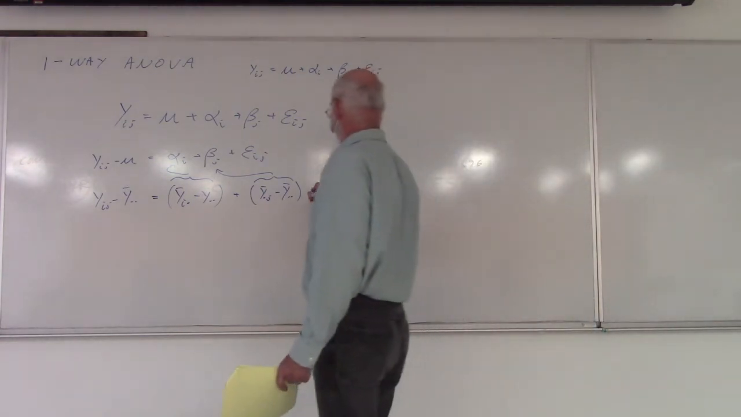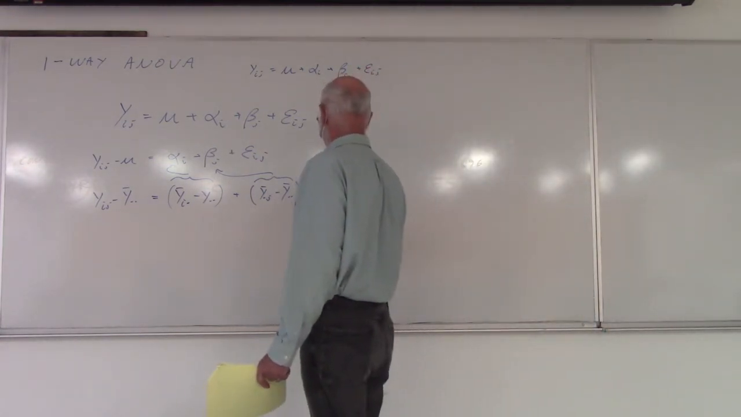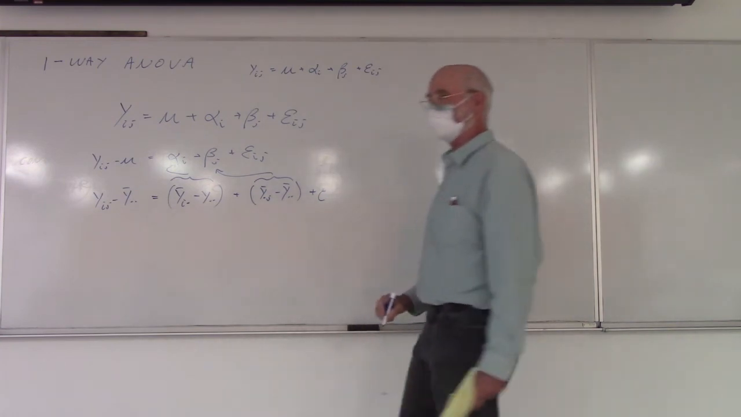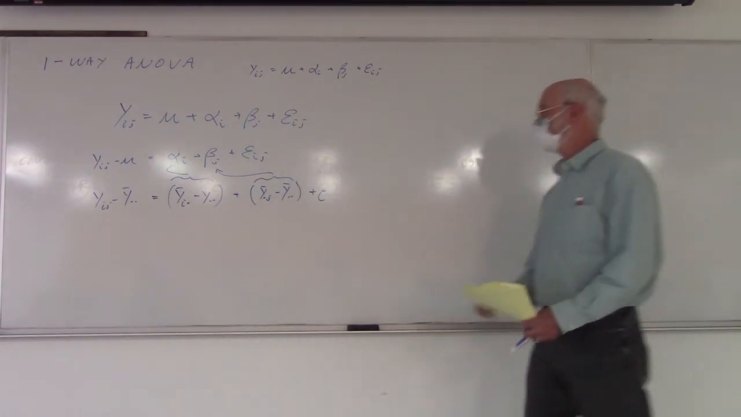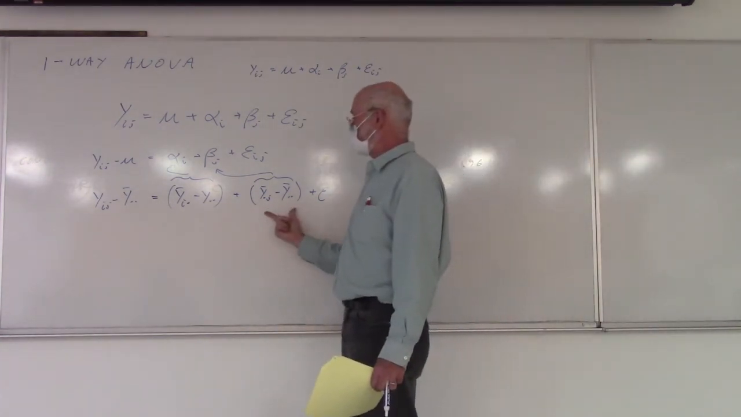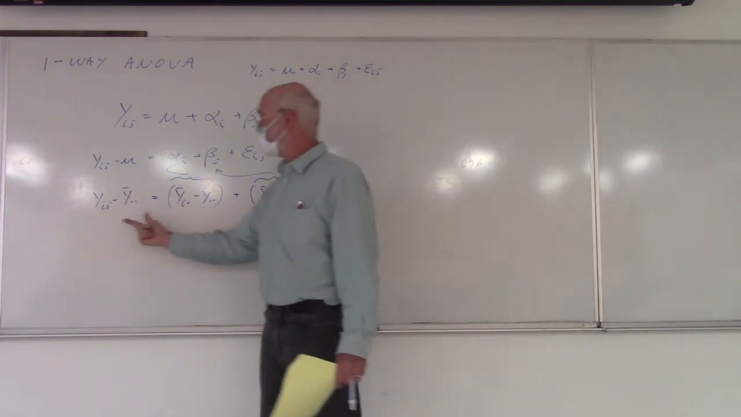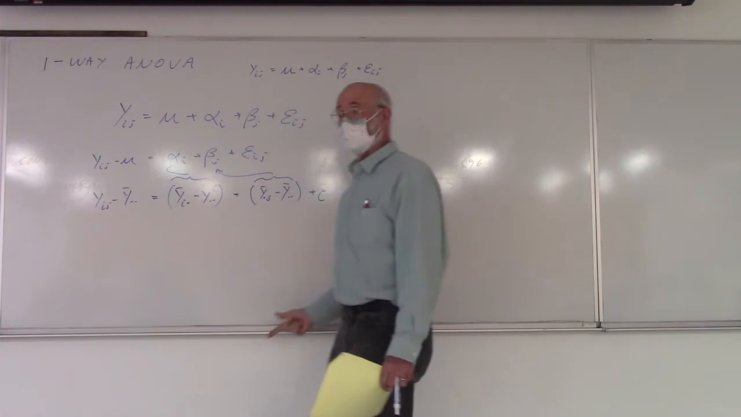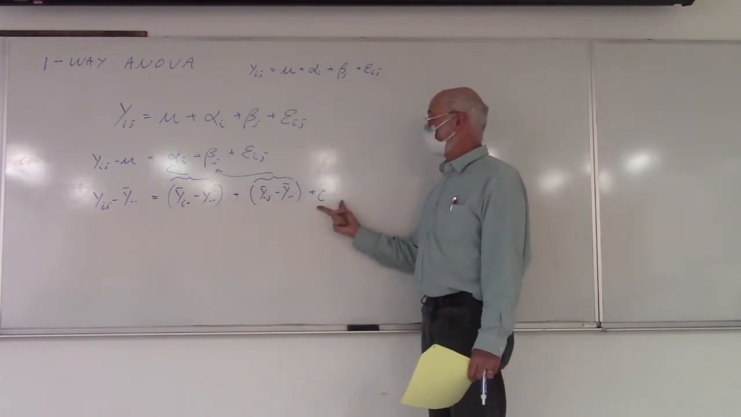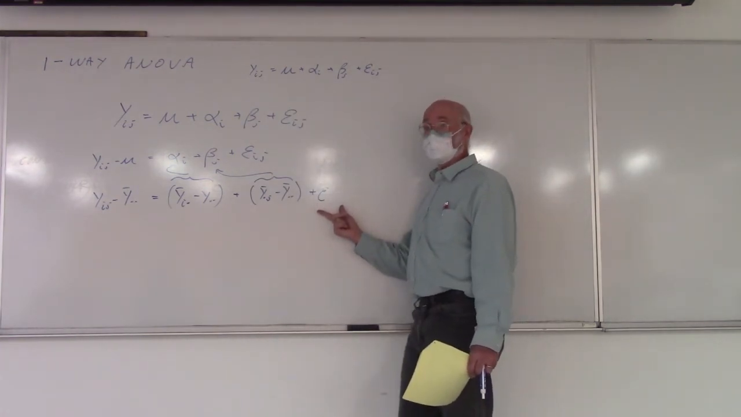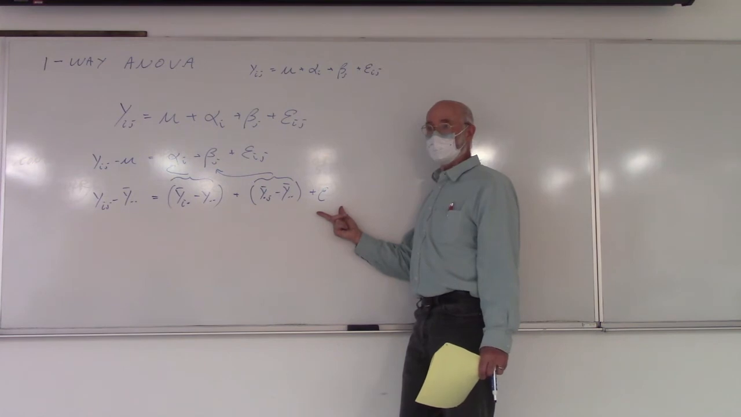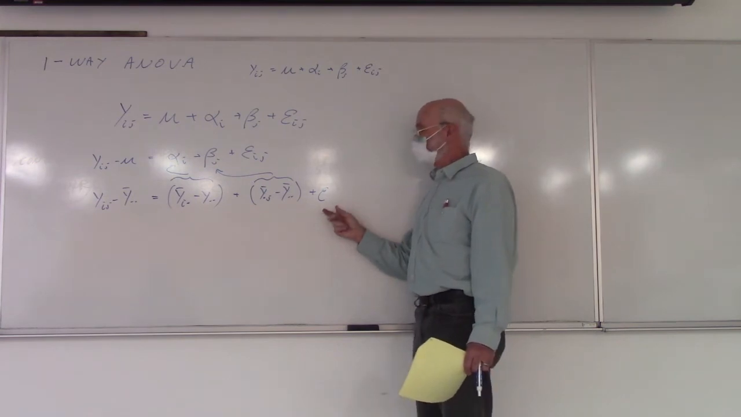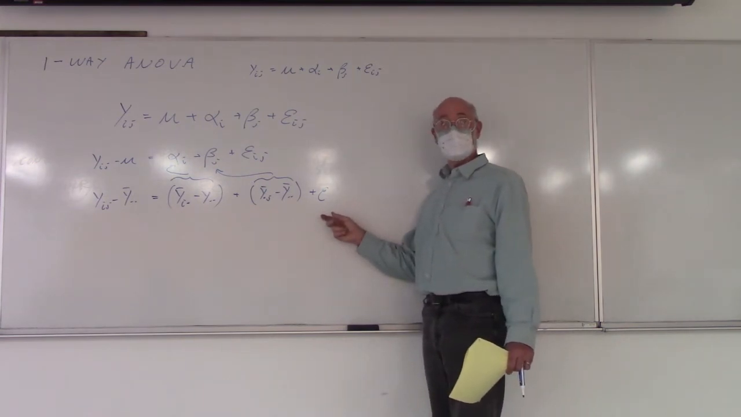Plus epsilon. Remember, this plus that must equal that. It's additive. Okay, so if I just write y_ij minus y_i-dot-bar, it's not going to be right. So let's solve this for epsilon and see what we come up with.